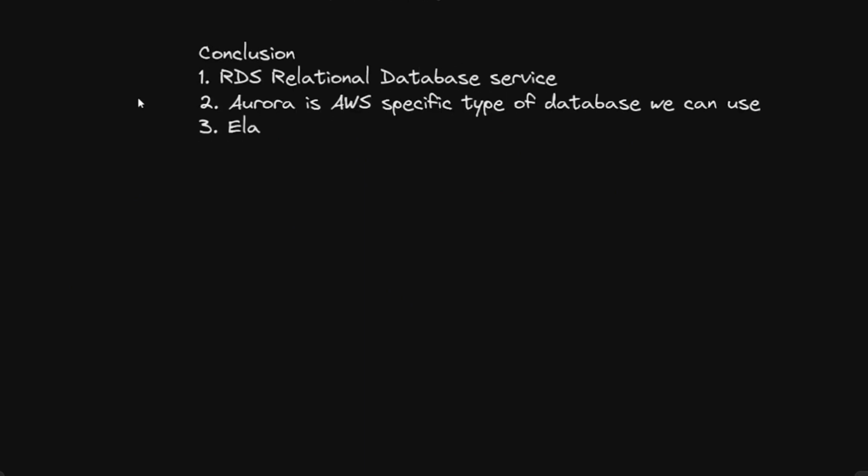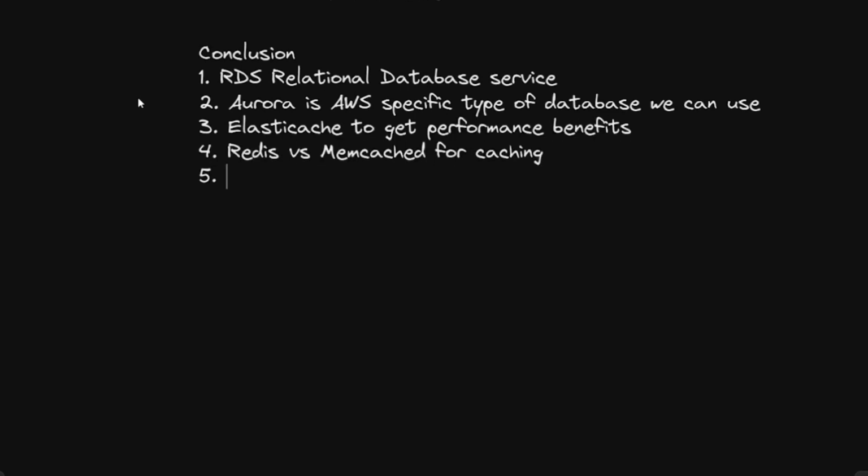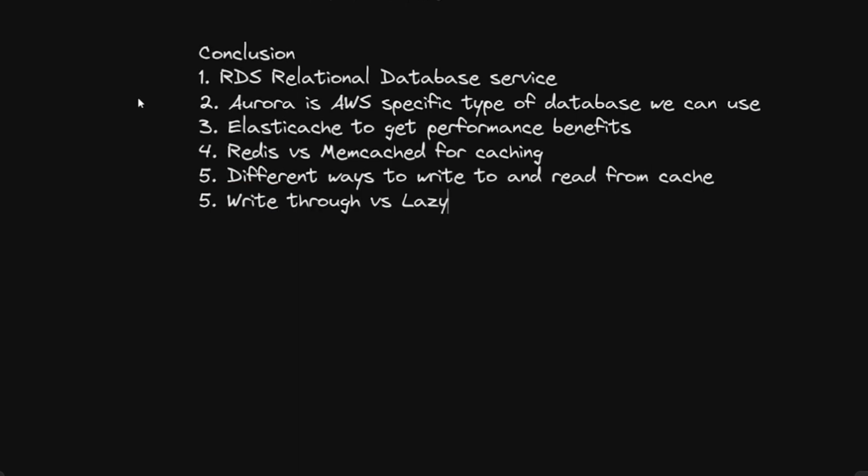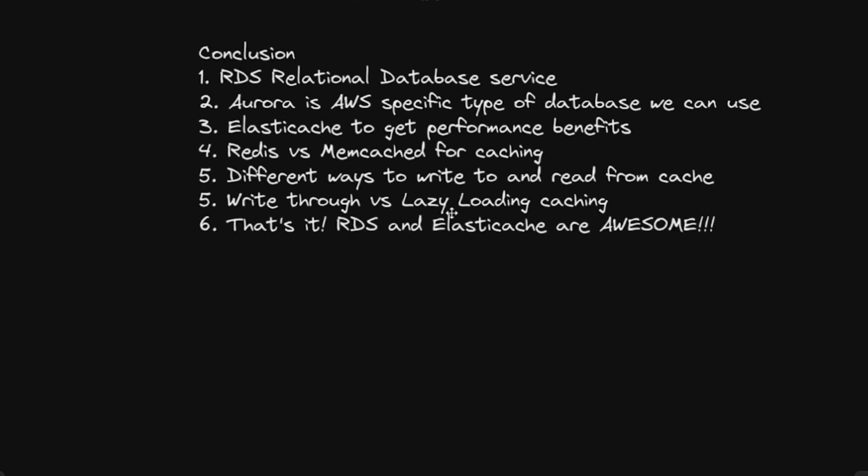There is my beautiful summary of AWS Relational Database Service, some more specific on Aurora and Elasticache, which is Redis, some different caching strategies, Memcached, and yeah, all the benefits that caching provides for RDS.